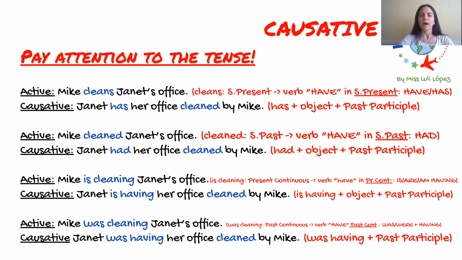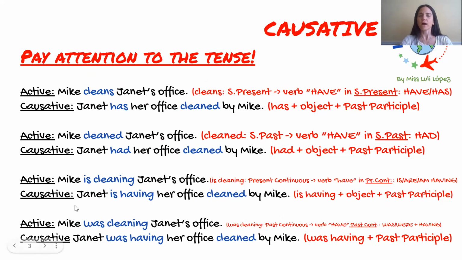If in the active we have Mike is cleaning Jeanette's office, is cleaning is in present continuous. So the verb have in present continuous would be is, are, yes, depending on the subject, plus having. So the causative would be Jeanette is having her office cleaned by Mike. So it's having plus the object plus the past participle.